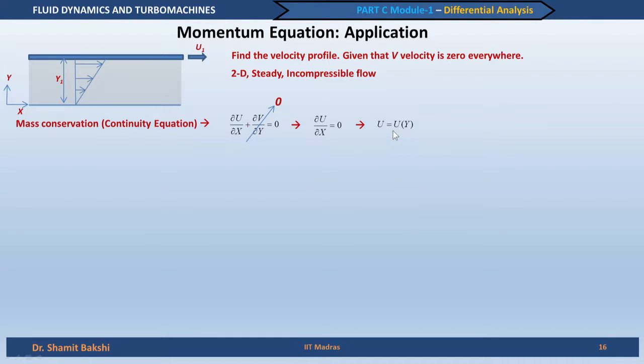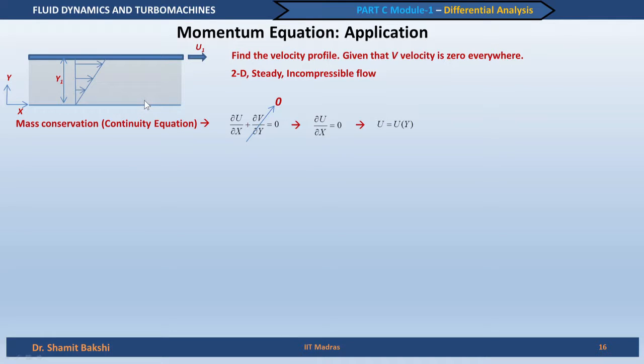Physically, what it means is that u is not changing along the x direction. If you take some points in x here, let us say x1 and x2, the u velocity, and that means the velocity profile itself, because this is applicable throughout the flow, does not change along the x direction.